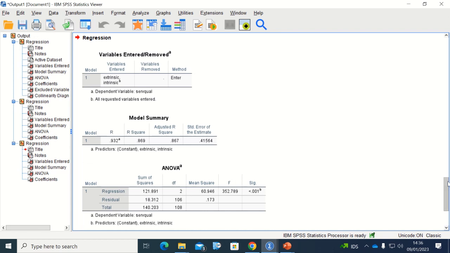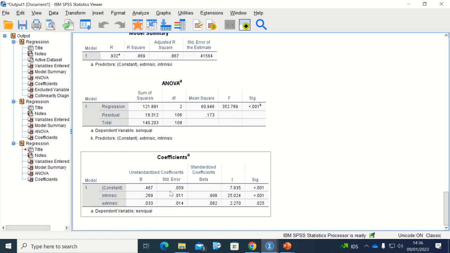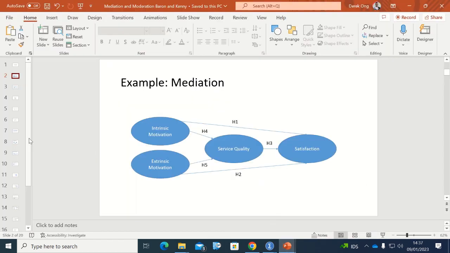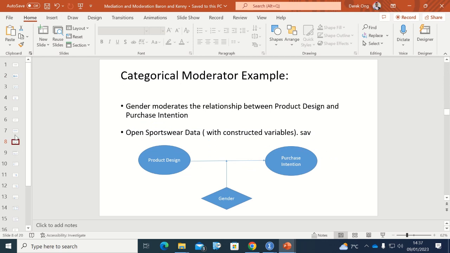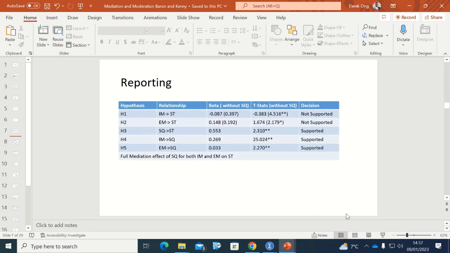So we'll see that now. If you look at the coefficients, both extrinsic and intrinsic are significant towards serve qual. Therefore, if you introduce serve qual as a mediator, it will subsume the effects of both extrinsic and intrinsic. And how you report this is very important. You would probably have to report it this way.